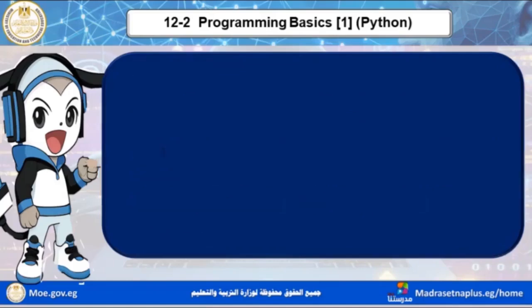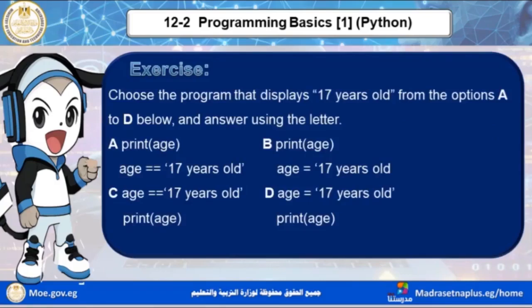Another exercise. Now it's time to choose the program that displays 17 years old from option A to D. We want to show on screen the text 17 years old. First, let's repeat the question. Should we print then assign or assign then print? Of course, we should assign then print. We should assign a value to the variable and then print the value. So item A and item B are not correct.